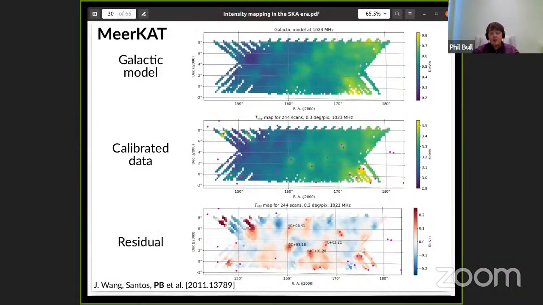Here's a map at a particular frequency. Remember, we can measure similar maps to this at many, many different frequencies. This is just a particular frequency at about 1,023 megahertz, showing the data we get, and you can kind of see the pattern, this scan pattern, where we're missing some pixels because we didn't scan over them enough times.